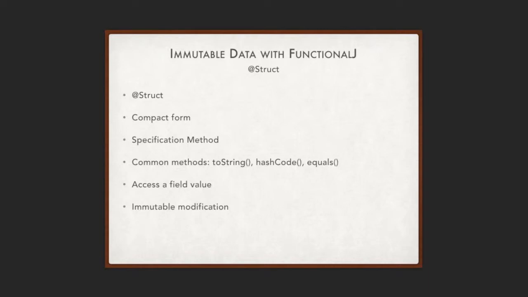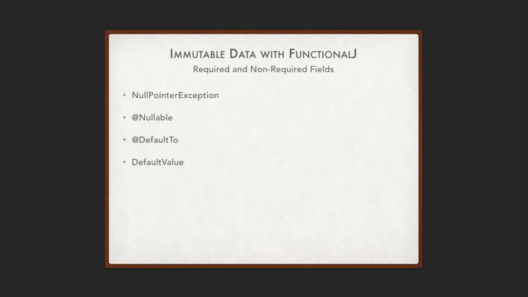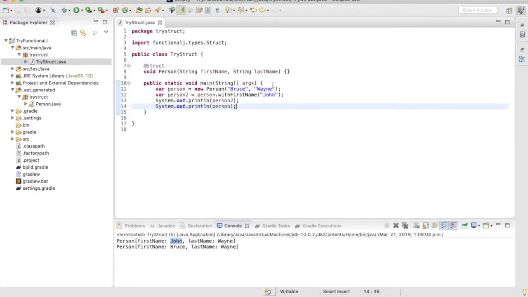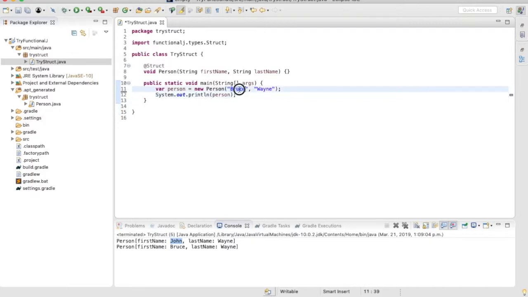That is actually another way to access and immutably modify the object, which is called lens. We'll do it later. Another unique feature of struct is that it gives you a way to handle required and non-required fields. So let's say this person doesn't have a last name.